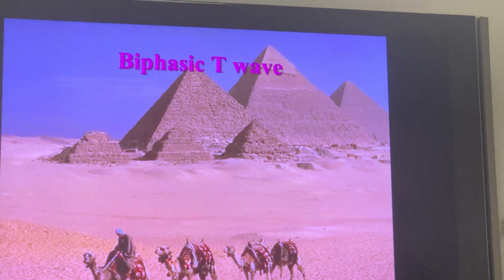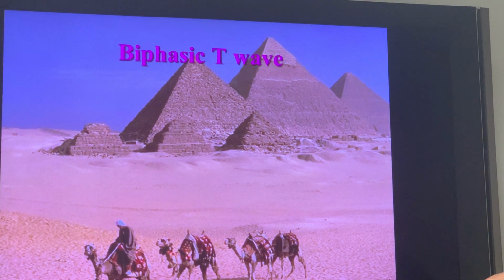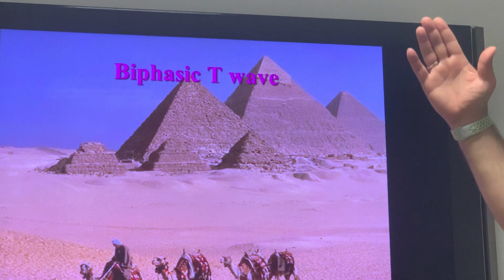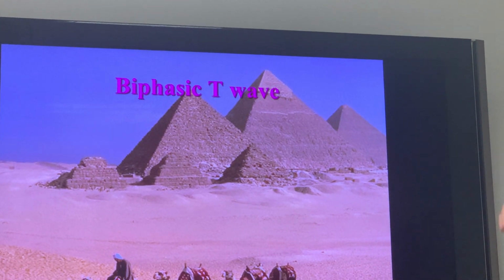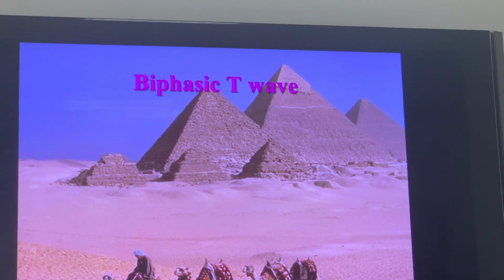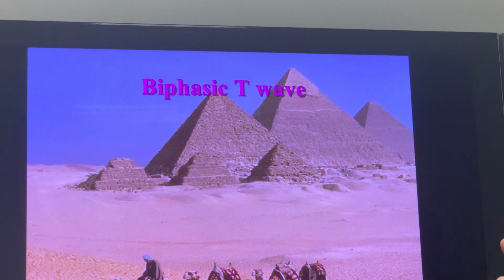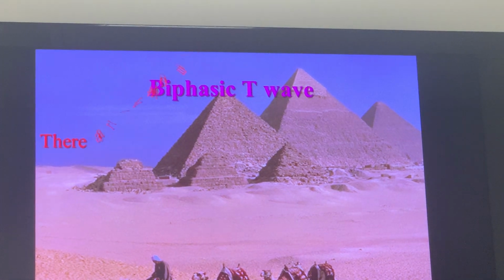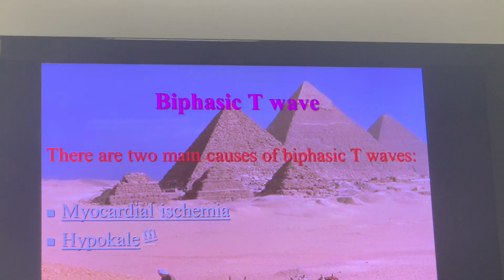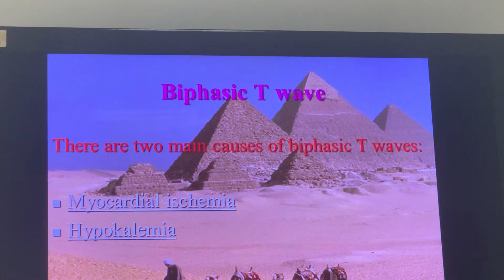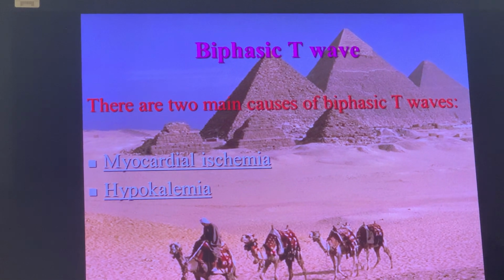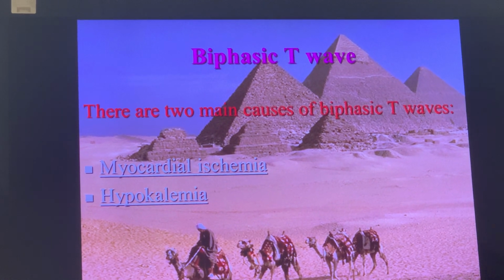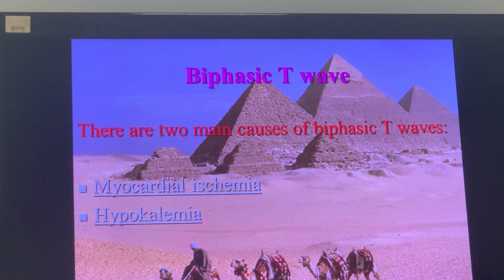Biphasic T wave. We have discussed inversion and hyperacute or tall T wave. Now, biphasic. Biphasic means going down and up in the same lead. So we have two types of biphasic T wave, either ischemic cause or hypokalemic cause. How can we differentiate between both of them?